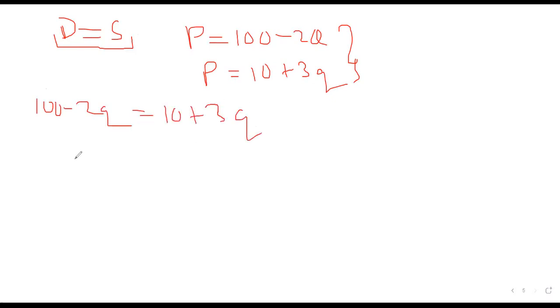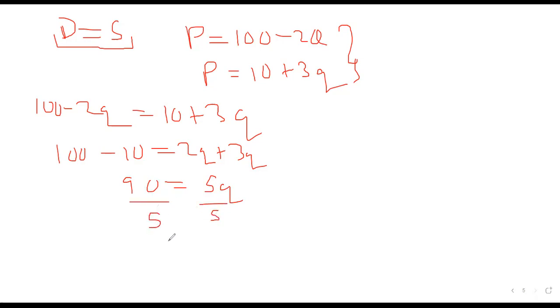So if we're going to calculate these, we're going to have the following calculated. So 90 is equal to 5Q. We divide both sides by 5. We're going to get our Q as 18. So when you substitute the 18 into any of these, usually I like the supply function because it's straightforward. You also get the same figures. So 18 times 3, we're going to get 54. 54 plus 10 is 64.